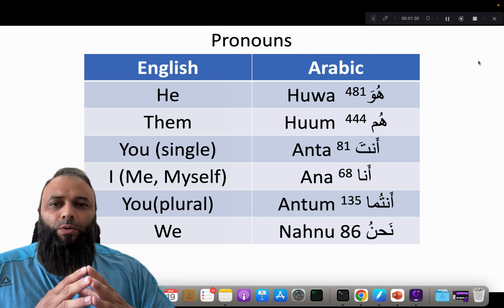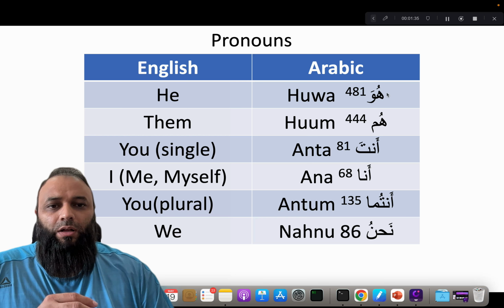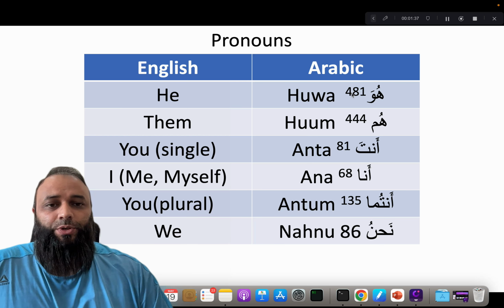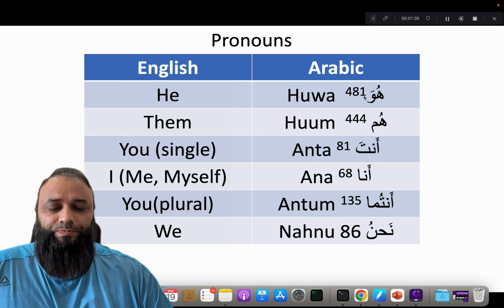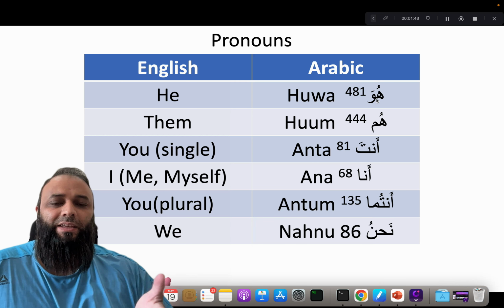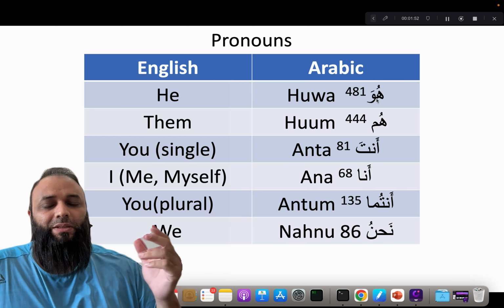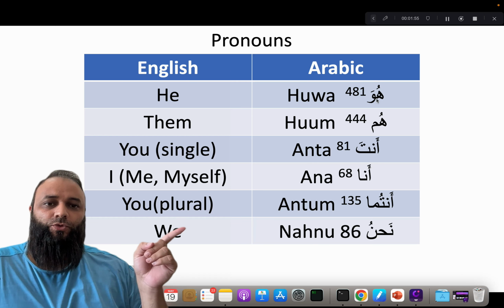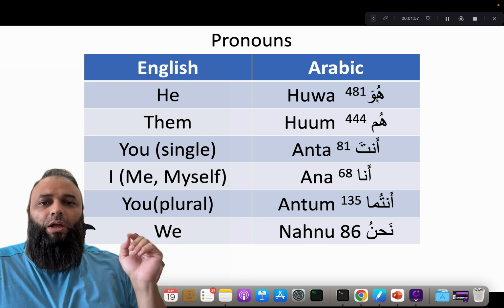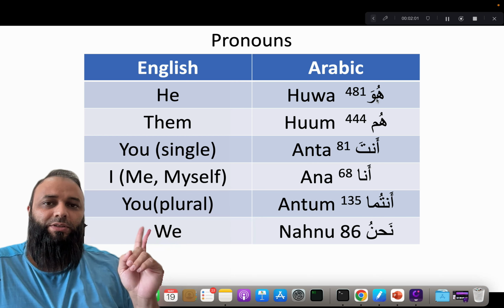So pronouns, let's take the first one. This word is repeated 481 times in the Quran, and it's huwa. All right, this is huwa, and this basically means he. In English, when we refer to as he was going somewhere or whatever, that's he. So huwa. So you need to say this along with me. Huwa, with a single finger, because it's one person.